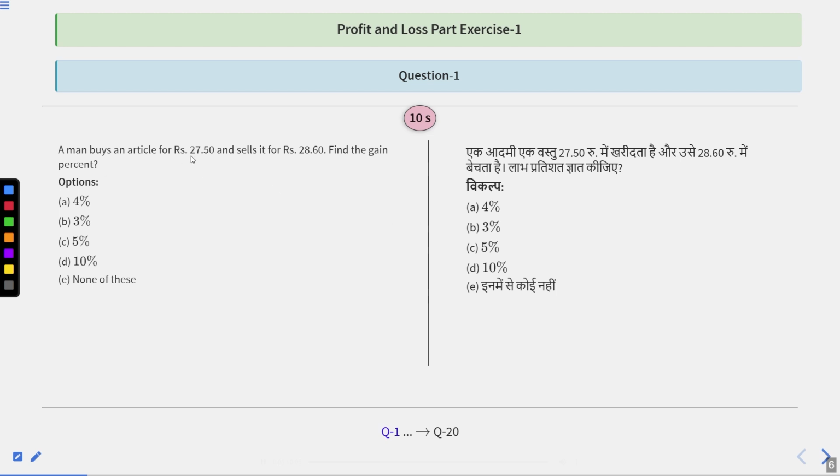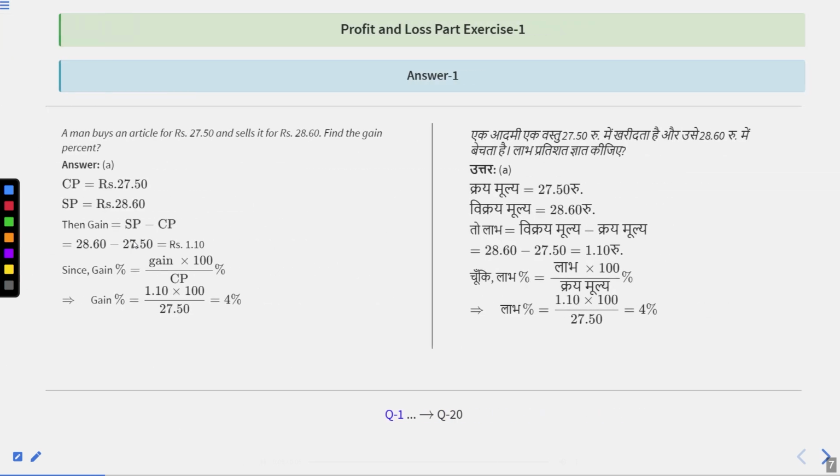A man buys an article for rupees 27.50 and sells it for rupees 28.60. Find the gain percent. You have 5 options and 10 seconds to analyze the question. Your time starts now. Now time's up. Let's see the solution.